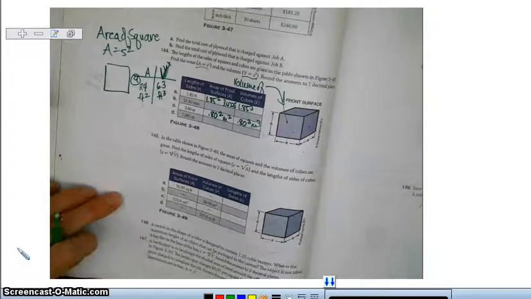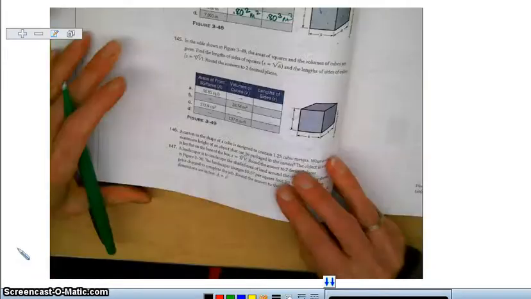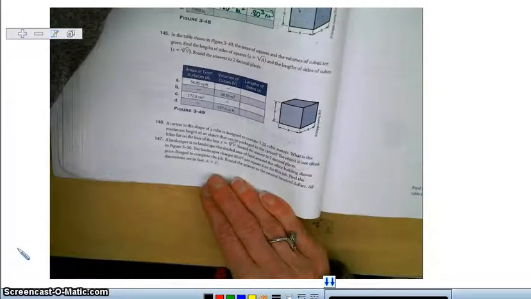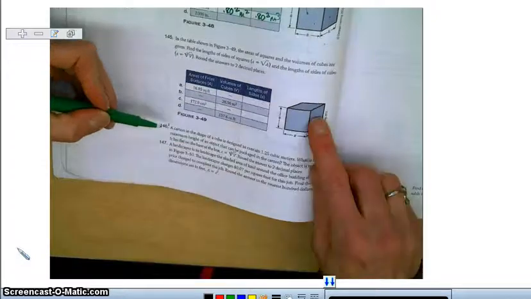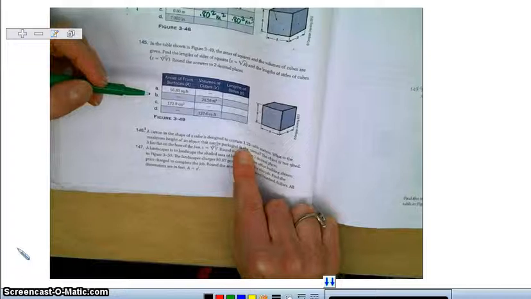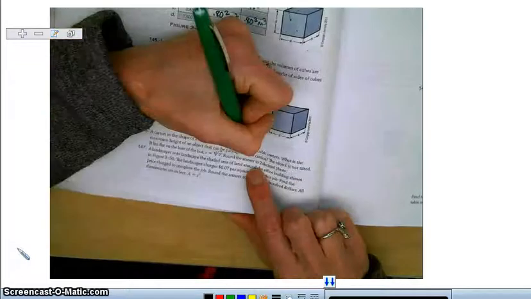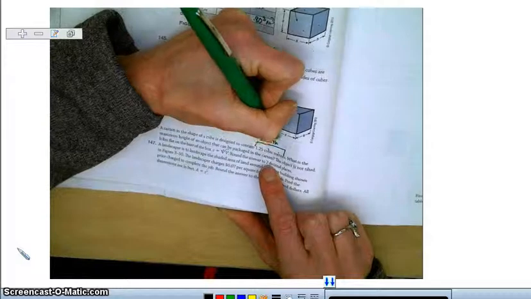All right, let's take a look at a couple more. So let's take a look at 146. Number 146: a carton in the shape of a cube, so it would be this same shape, is designed to contain 1.25 cubic meters. Now this label says cubic meters. What that means is 1.25 meters cubed.